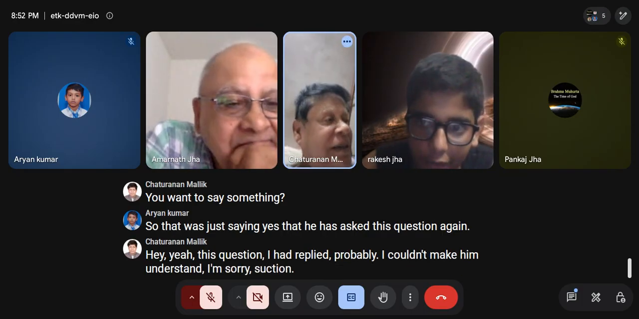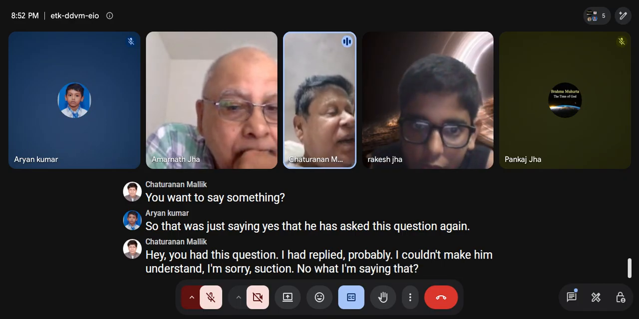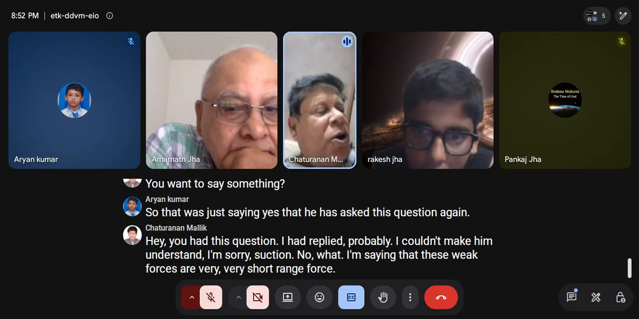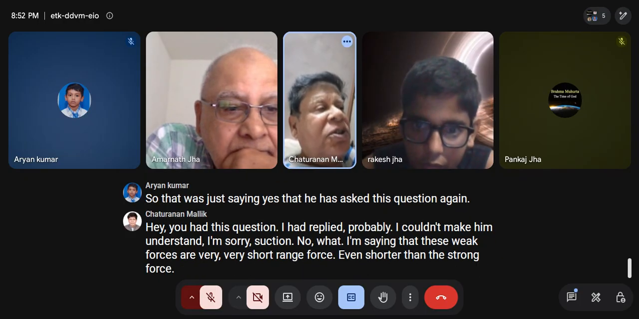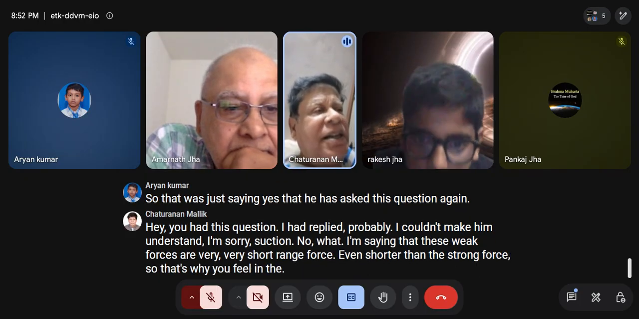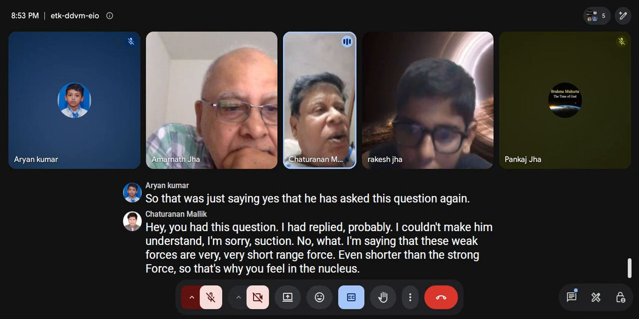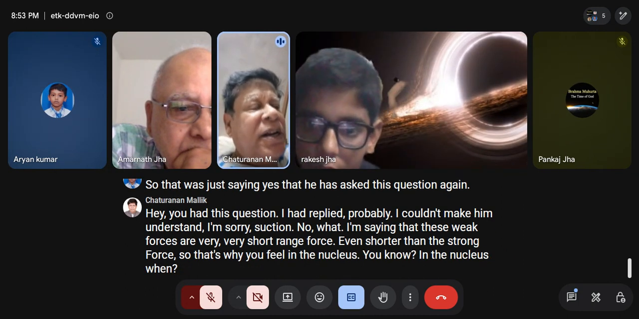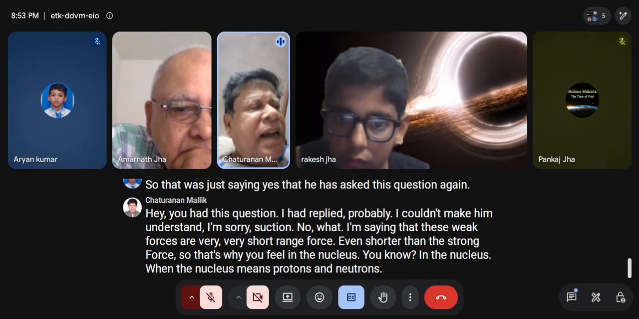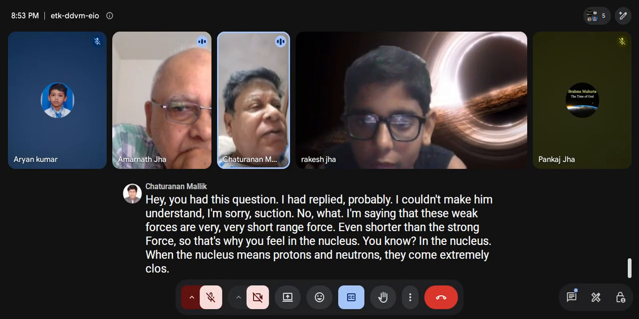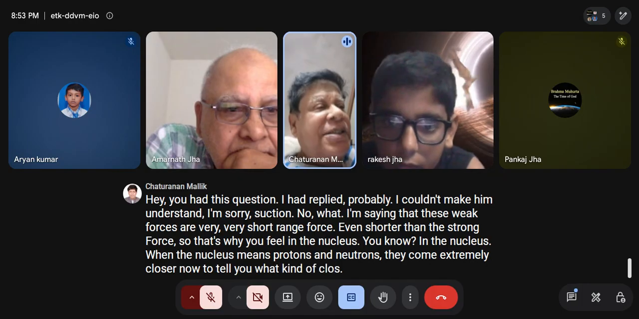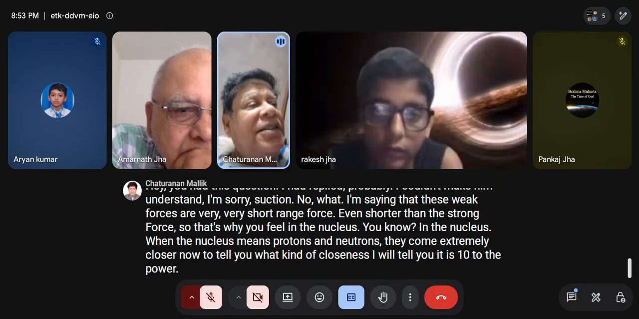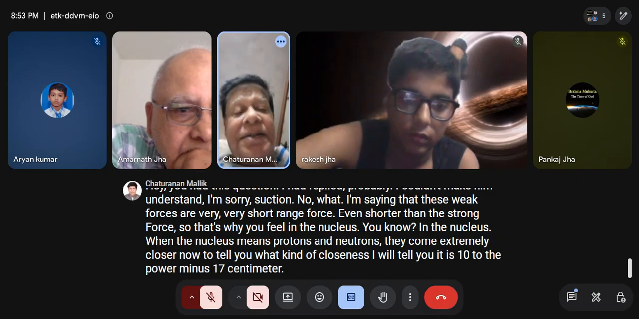What I'm saying is that these weak forces are very, very short range forces, even shorter than the strong force. That's why you feel them in the nucleus, when the nucleons, meaning protons and neutrons, come extremely close. To tell you what kind of closeness, it is 10 to the power minus 17 centimeter.